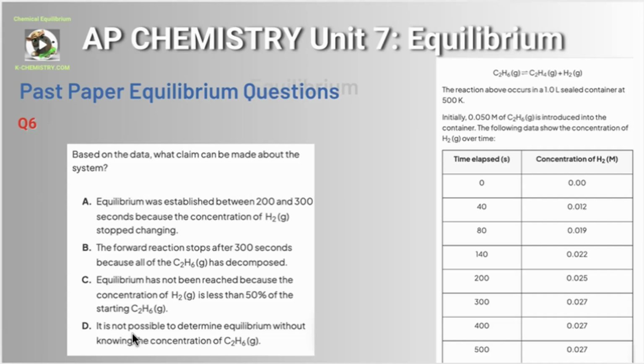And D, it is not possible to determine equilibrium without knowing the concentration of C2H6. Actually, it's not needed because the H2 is stopping itself. H2 is a product, and you can see the product formation decreasing, increasing or stopping. So I will know that equilibrium has happened.